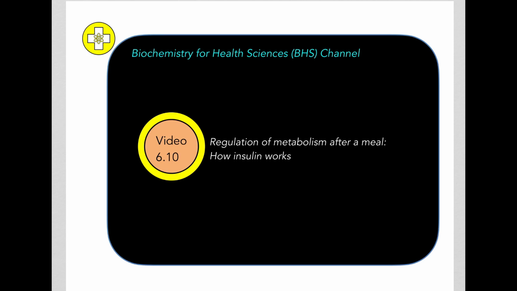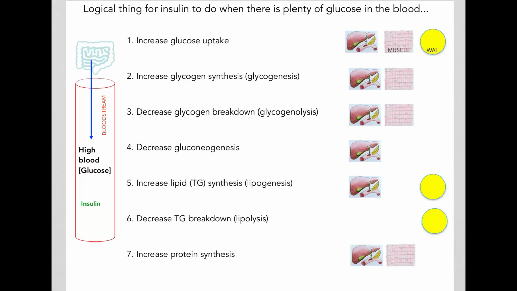In today's video, we shall discuss how insulin works. In the previous video, we discussed how insulin affects the human body, focusing mostly on the liver, the skeletal muscle, as well as the white adipose tissue. We saw that insulin increases glucose uptake by cells from the bloodstream.